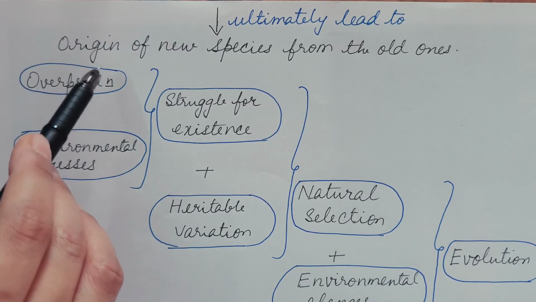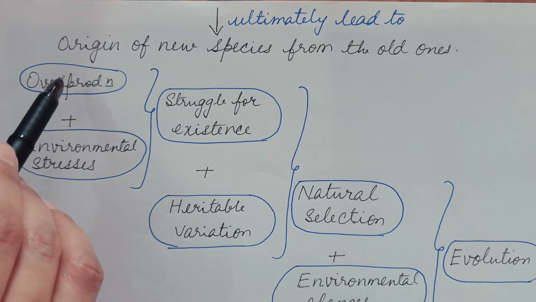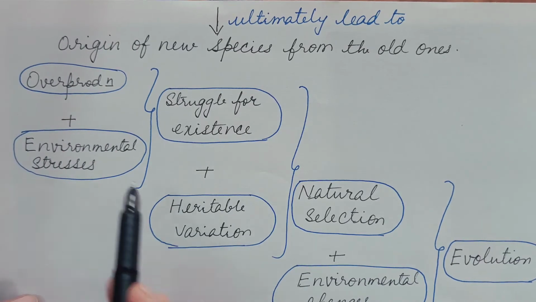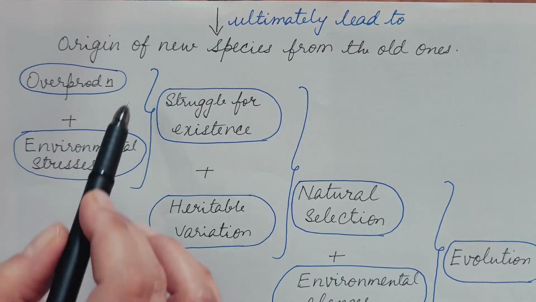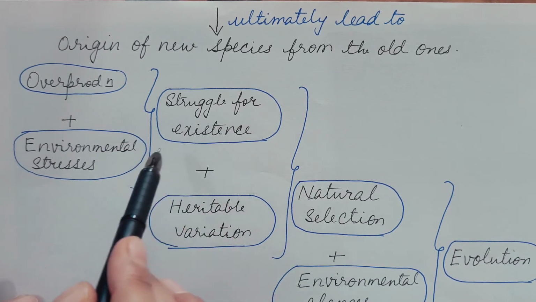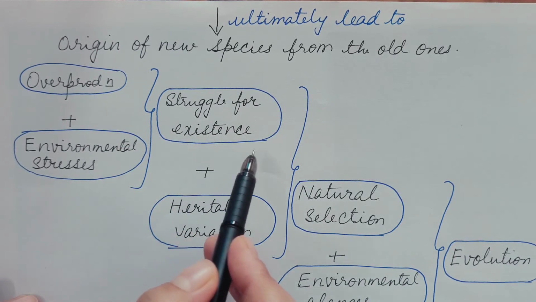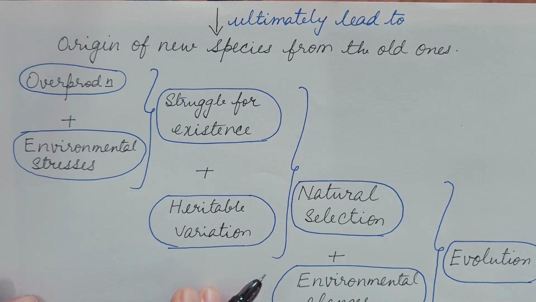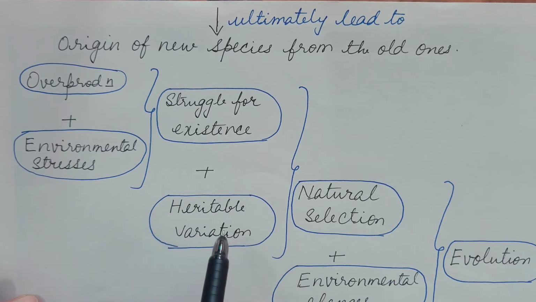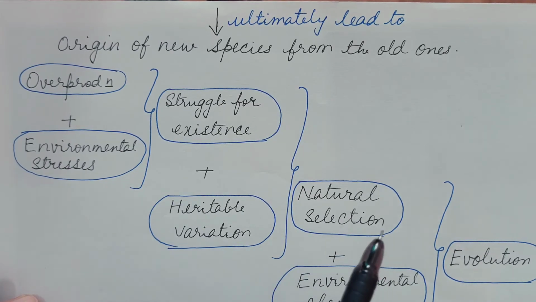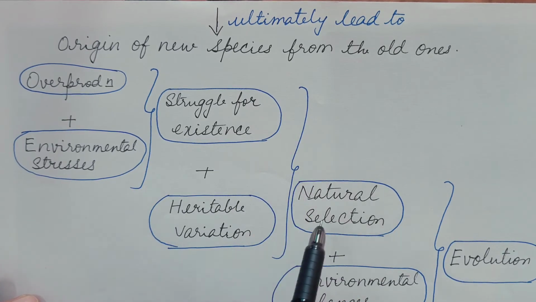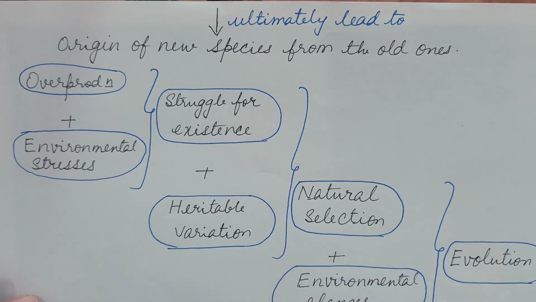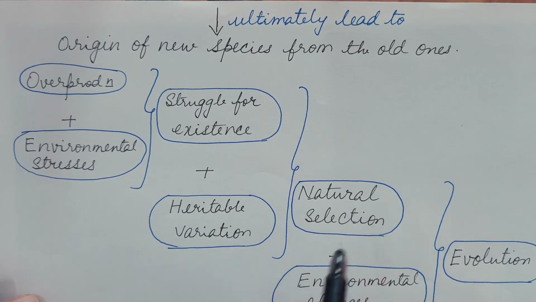So what happens? There is overproduction, or the population of individuals increases exponentially or geometrically, but the resources are limited. So there is environmental stress. Hence, the individuals struggle for existence, and all the individuals are not the same, but there is variation. These variations are heritable. So the variations which are beneficial for the individual to survive get selected. This is known as natural selection, or survival of the fittest. That is, the fit individuals are naturally selected.